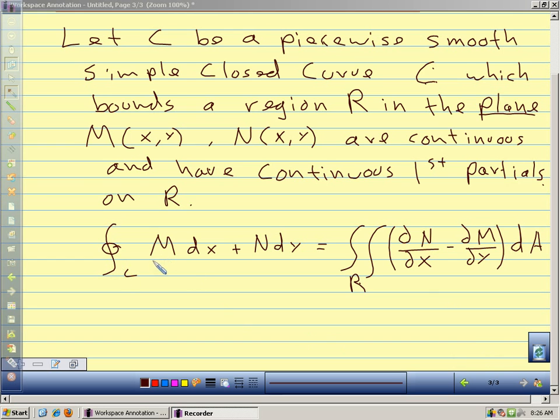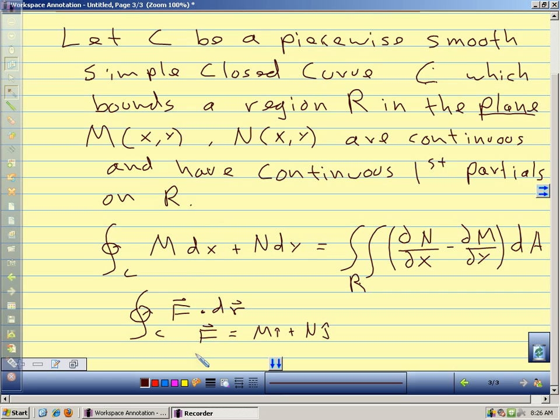And remember that M dx plus N dy, an equivalent expression is F dot dr, where F is M i plus N j. These two expressions mean the same thing.